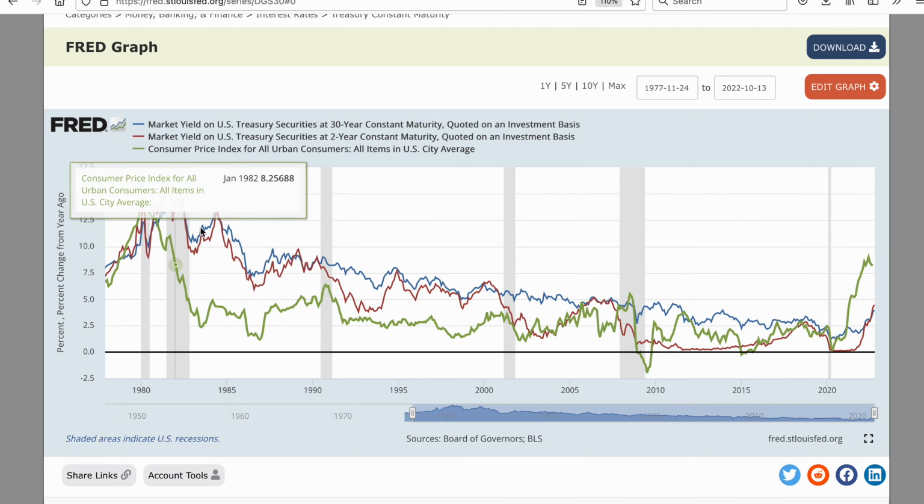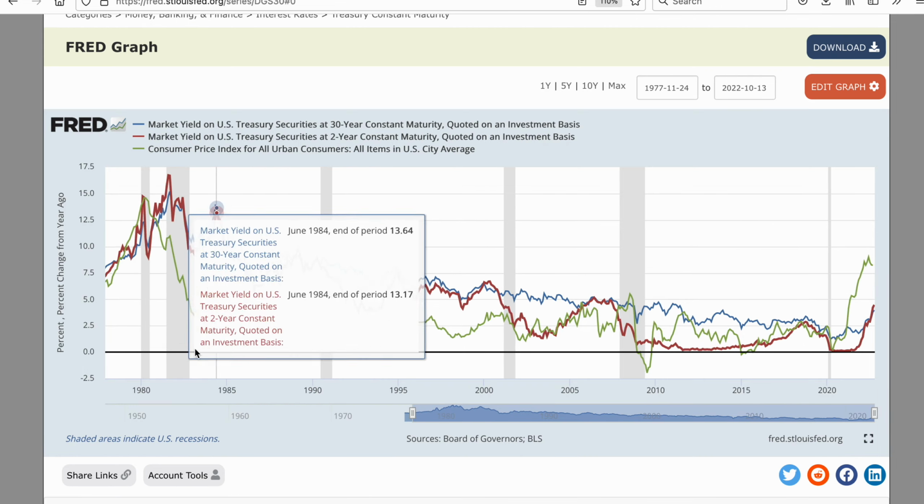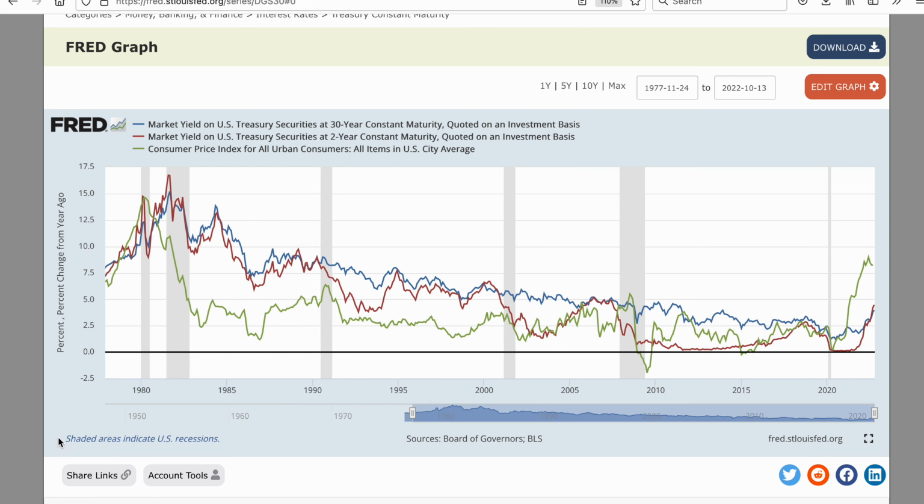And if you look at this period here, sorry for all the mumble jumble here, but let me just talk to you about it. If you look at the period between 1980 and 1985 or 1990, those market rates, the 30-year rates and the 2-year rates, are much higher than the CPI.